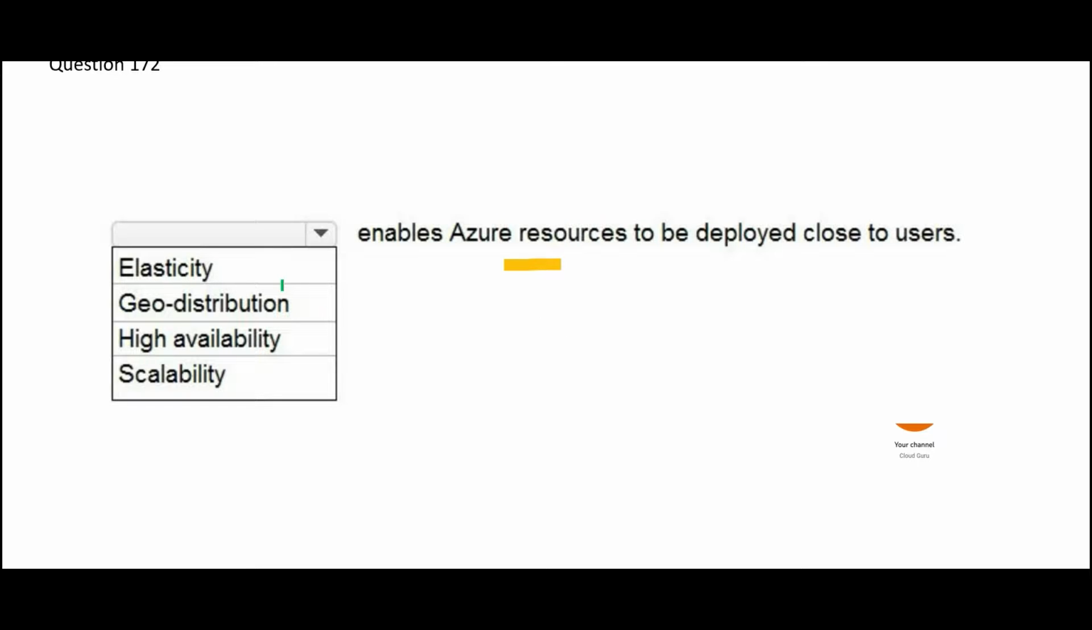See, elasticity is about scale up. Okay, so I'll just first mark this answer. Elasticity is about scale up. That will not help you with closeness to the users. High availability is like the application will be always available. That has nothing to do with closeness. And scalability is also like it will provide ample resources when it is required, but it has nothing to do with closeness to the users. So this would be my final answer.